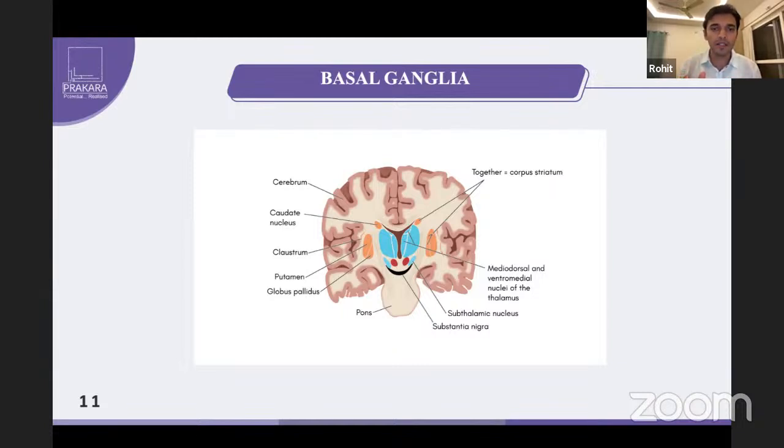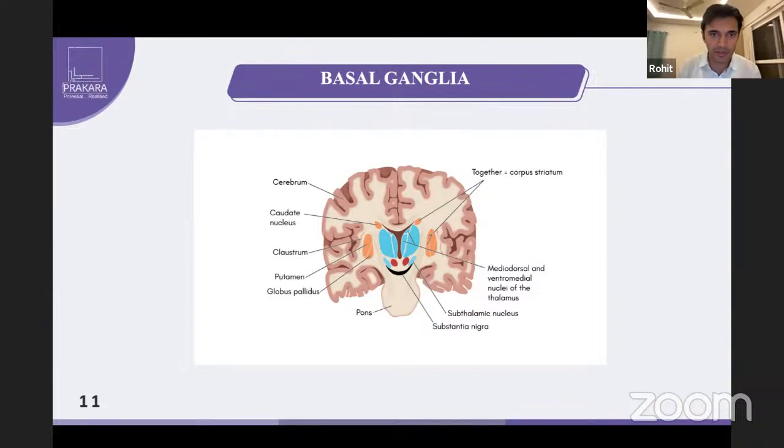So when there is a problem with facilitation of movement, there is decreased movement. That leads to hypokinetic movement disorders. And when there is a problem with inhibition of movement, there is excess movement in the body. That leads to hyperkinetic movement disorders. The classical example of hypokinetic movement disorder is Parkinson disease. Whereas examples of hyperkinetic movement disorders are chorea, ballismus, athetosis, or various other movement disorders like myoclonus or even tremors for that matter.